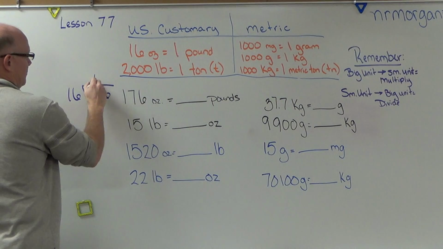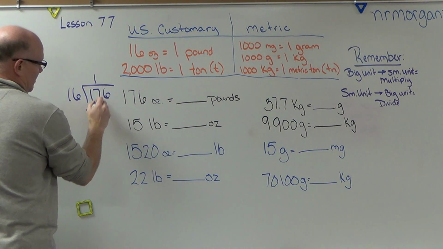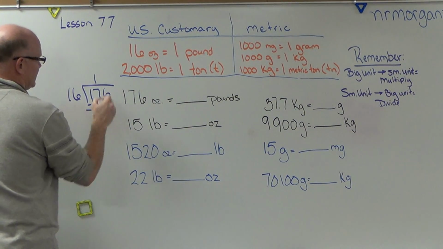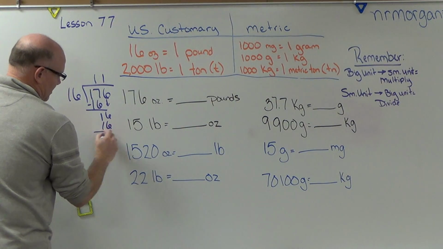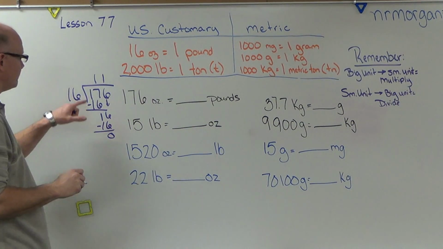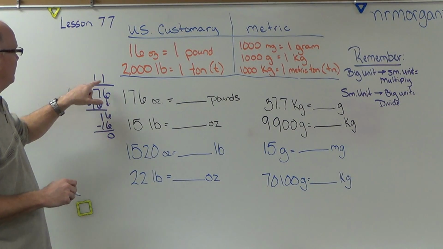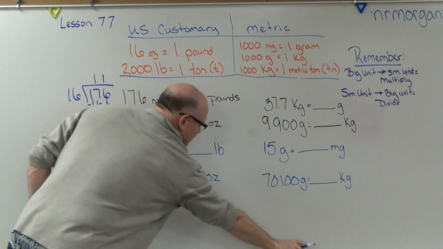16 goes into 17 one time. 1 times 16 is 16. Subtract. There's a 1. Bring down our 6. 16 goes into 16 one time. So 1 times 16 is 16. Subtract, and we have 0. So nothing left to bring down, so the problem is done. So we have 11 pounds. Okay?